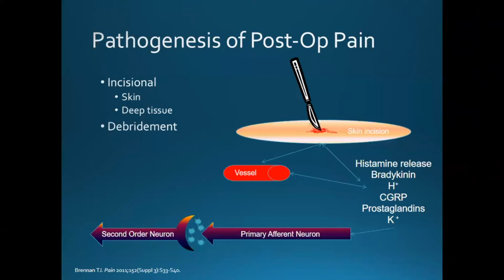You cut into something on the body. It releases inflammatory mediators and cytokines and calcitonin gene-related peptide. And basically what that does is it not only causes vascular changes in the local area, but it also sensitizes peripheral neurons and creates a painful response. This is what pain is supposed to look like. This is nociception.